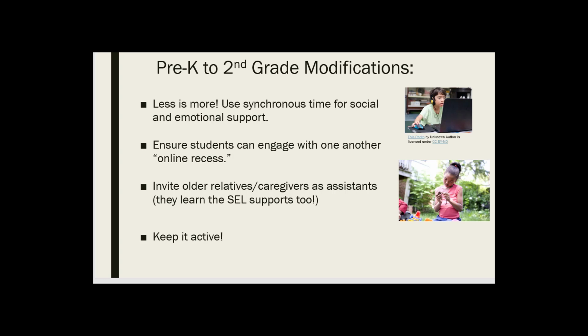Take students into a place where they can do some independent learning, some questioning, some inquiry. Ensure that students can still engage with one another in a quote unquote online recess. And invite older relatives and caregivers as assistants, especially when you're doing the social emotional learning time of any kind of mindfulness activities. Invite them in so they can also learn mindfulness to help their students cope when they're not online. I will also have a podcast up about mindfulness with ideas for mindfulness. It's something very helpful for parents too. And try to, especially with K-2, keep things active.